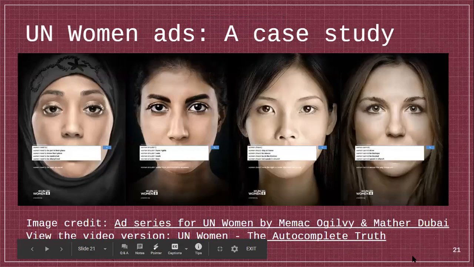It's another case study that I have, which is from a series of ads for UN Women by Ogilvy in Dubai. They were the photographers and advertising execs who did this. And I know you won't be able to see it particularly well.